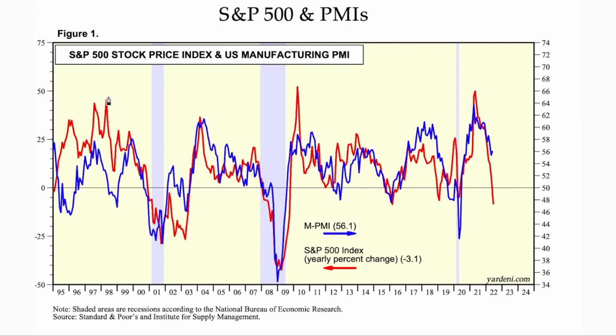Here back in 1999, S&P 500 yearly percentage change was almost near 50%, right? So the market had climbed an astounding 50% in 1999 relative to 1998. And this was right as the PMI was declining in a significant way. So that was telling you the market was way too optimistic relative to what economic growth was telling you about the underlying economy.